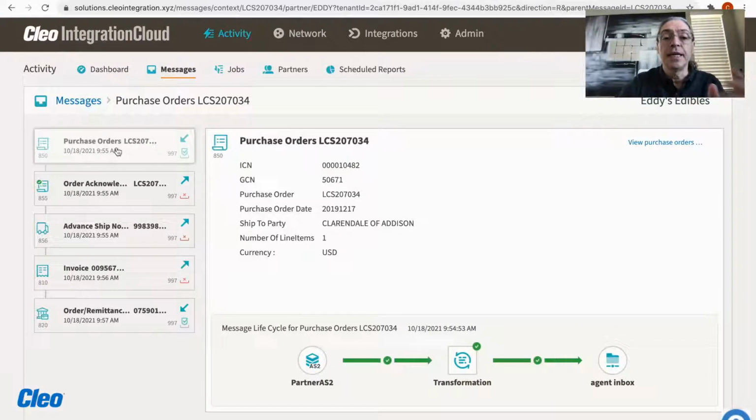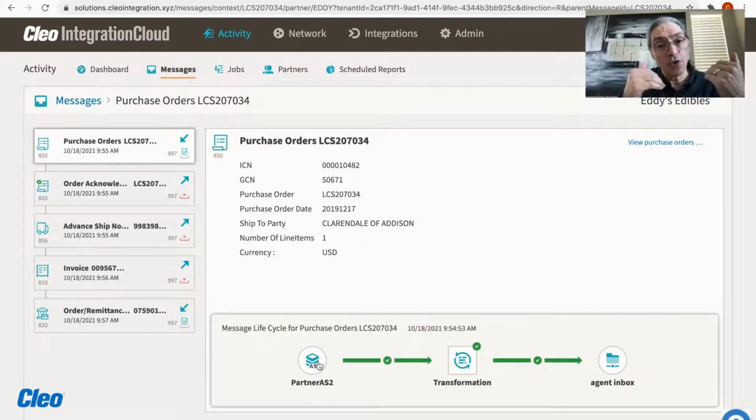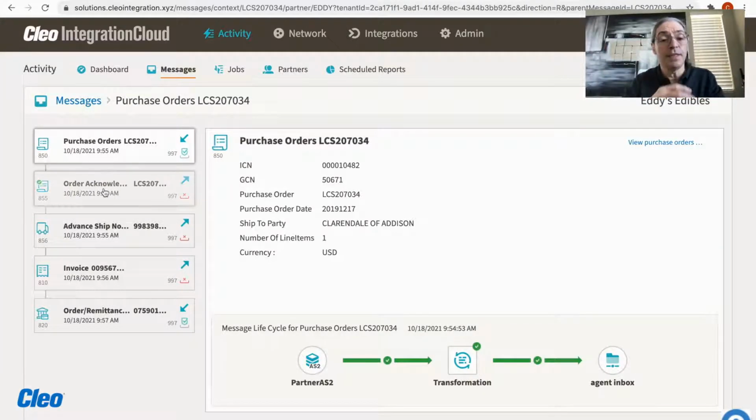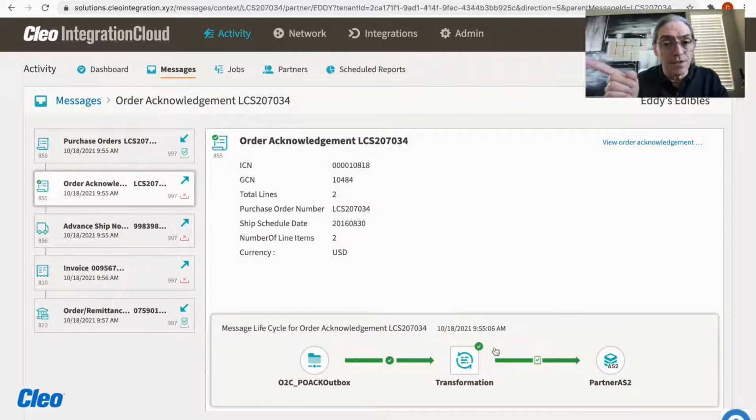First, an EDI 850 purchase order is received from your trading partner, translated and sent to your back-end system. Next, your back-end system generates a purchase order acknowledgement, which is translated into an EDI 855 order acknowledgement and sent to your trading partner.